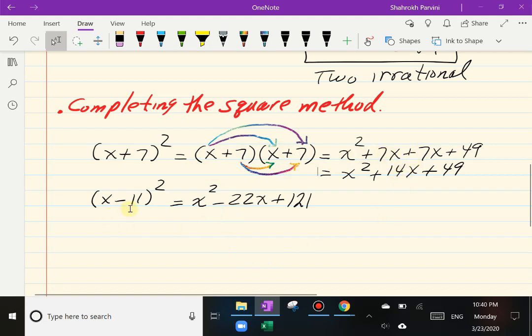Instead of foiling it, I did the first one squared, got x squared. And then second one, negative 11 squared, gave me 121. And then twice first by second gave me negative 22x. So there we have this one.